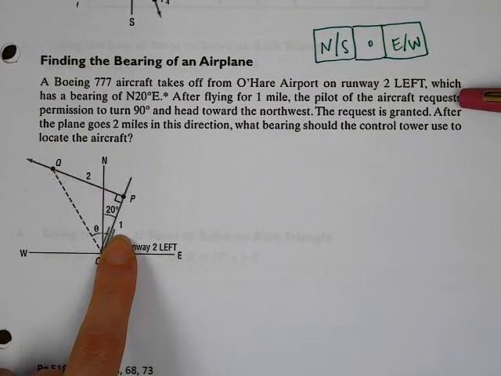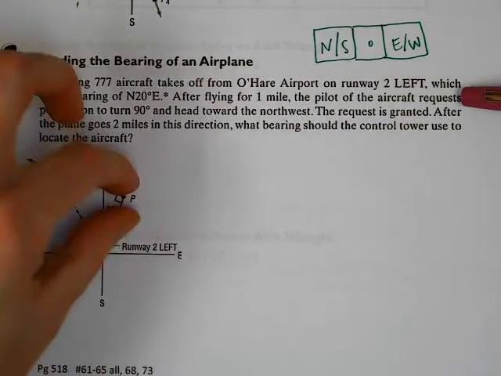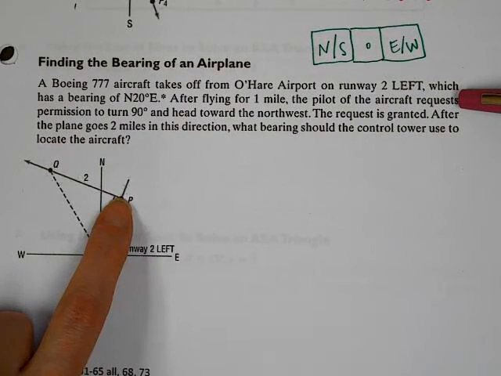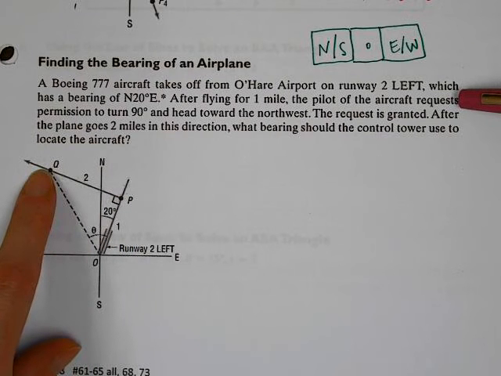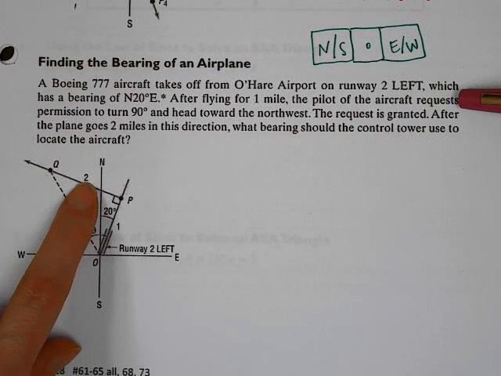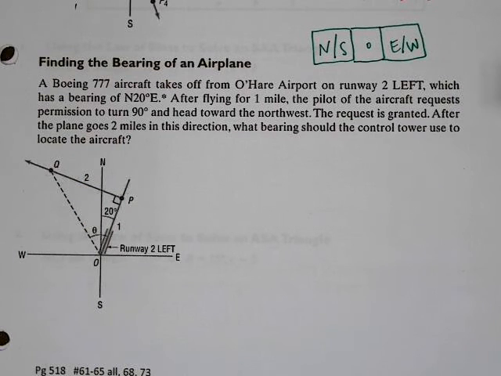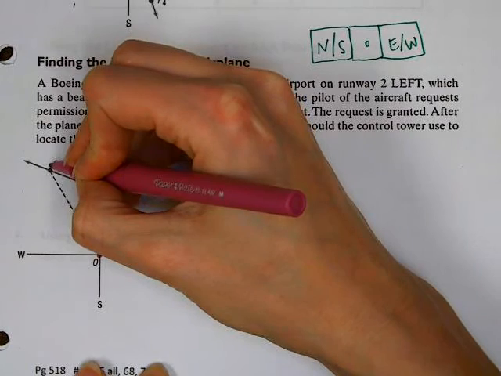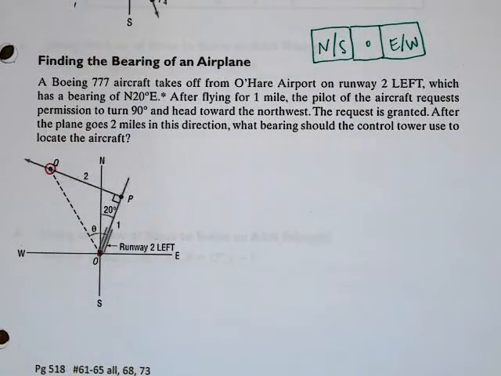Then the pilot requests permission to turn 90 degrees. So there's the 90-degree turn and head towards the northwest. That would be this way. And the request is granted. After the plane travels 2 miles in this direction, so there's the 2, what bearing should the control tower use to locate the aircraft at this point? So now we want to know what's the bearing from this point O to now the new point Q.